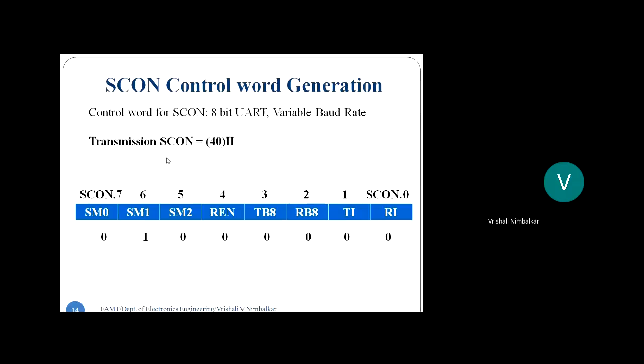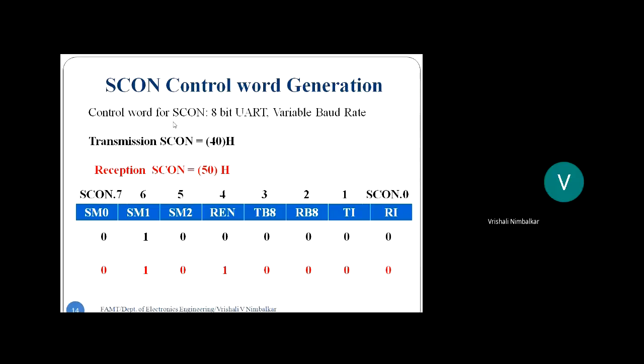And now for reception, again 8-bit UART variable baud rate, but now it is a reception. So see what the control word will be. Mode 1 is 01. It's a single processor communication, so the SM2 bit is 0. Now it is going to be reception, so reception should be enabled, so that the SCON.4 bit is set. Correct. So that bit is 1. Whereas TB8 and RB8 we ignore, because we are doing 8-bit communication, and TI and RI are the flags. So the control word for reception is 50 hex.